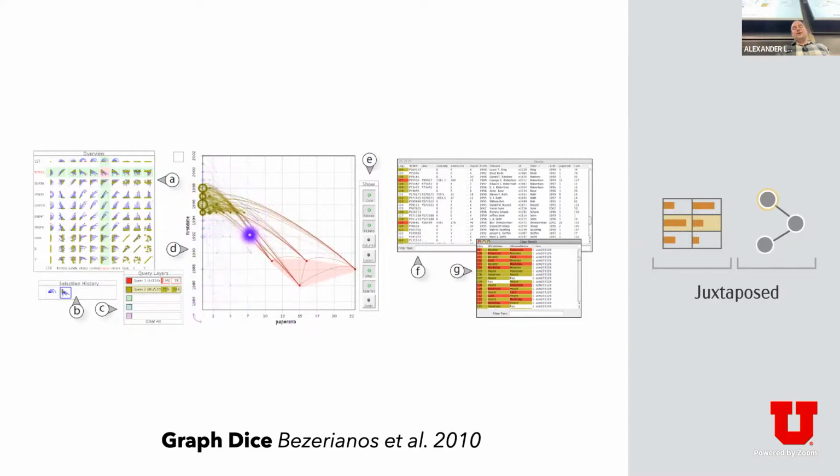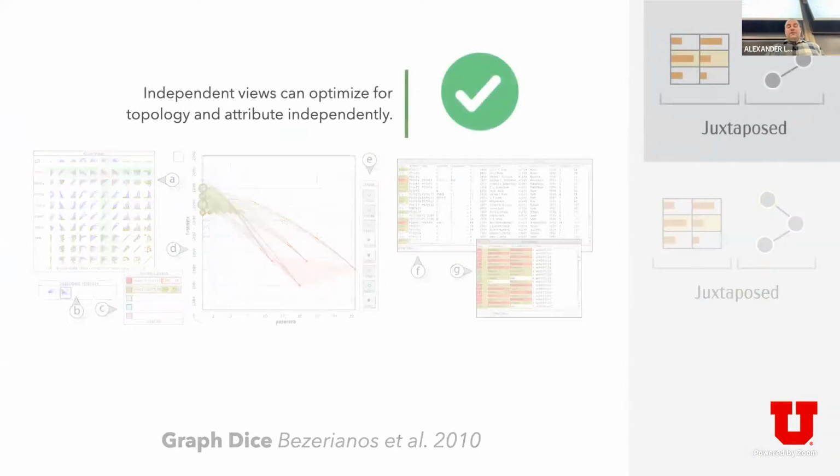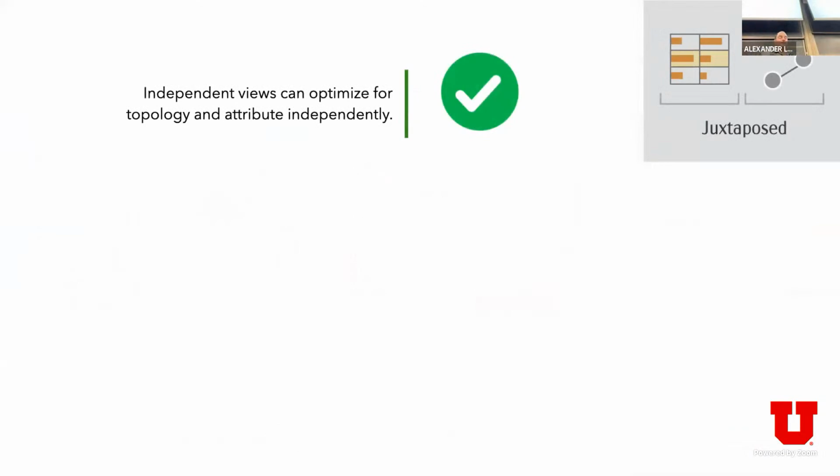have here, the spatial layout, but then it also has a table next to it that is connected to it. So we see this very commonly to show additional attributes, even if you already use an attribute visualization for a network. And the great thing about this is that we have these independent views, which we can optimize either for topology or for attributes independently.